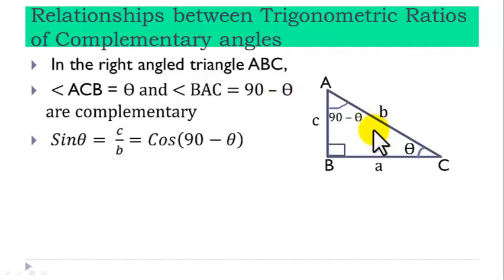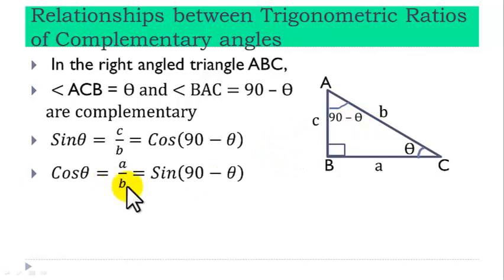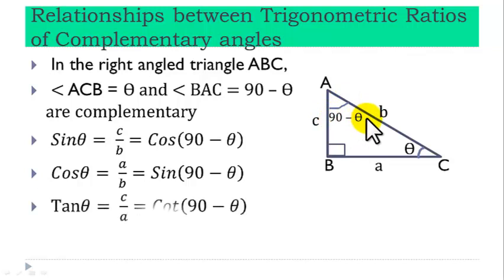From this diagram, we see that sin theta is opposite over hypotenuse, that is C all over B, and that is equal to cos 90 minus theta. Cos theta is adjacent over hypotenuse, that is A over B, and that is equal to sin 90 minus theta. And tan theta is C all over A, which is equal to cot 90 minus theta.